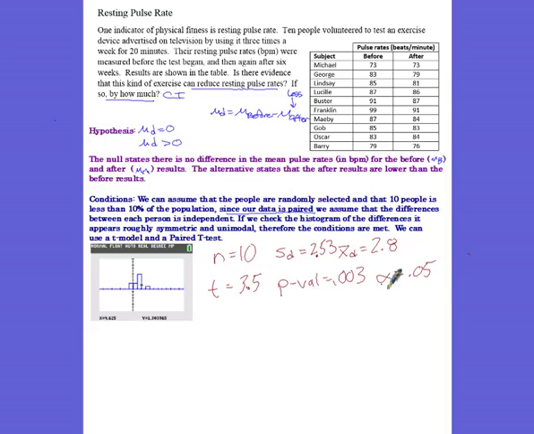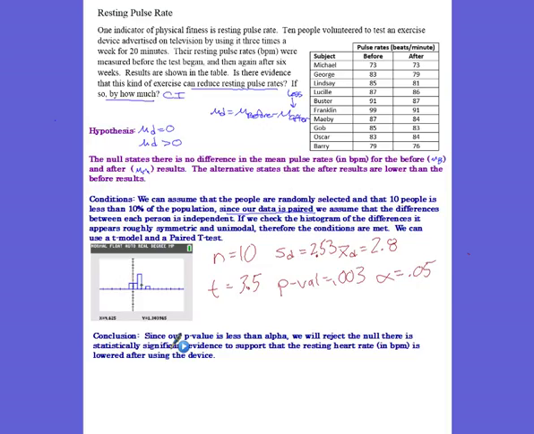So what's going on with our p-value? Our p-value is low, therefore the null must go. And so we can say this is our conclusion: since our p-value is less than alpha, we will reject the null. There is statistically significant evidence to support that the resting heart rate in beats per minute is lowered after using the device. They also asked us the question, if so, how much?